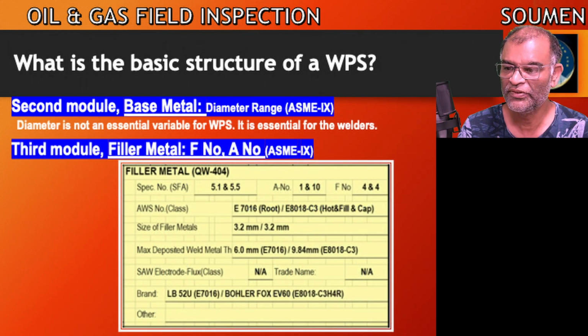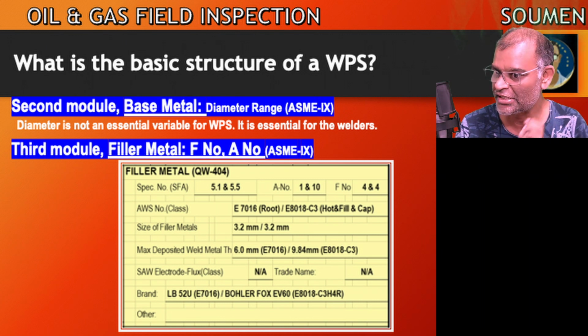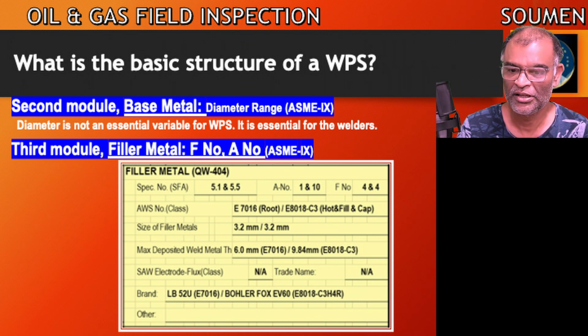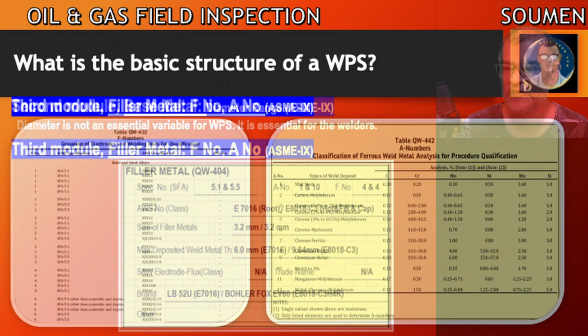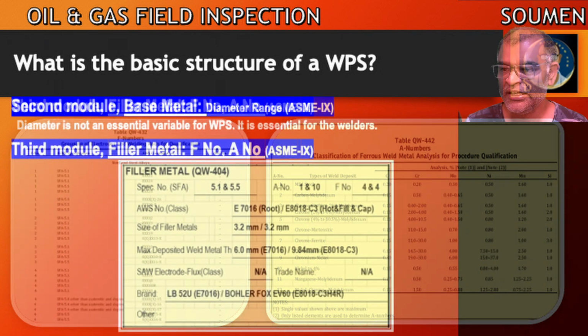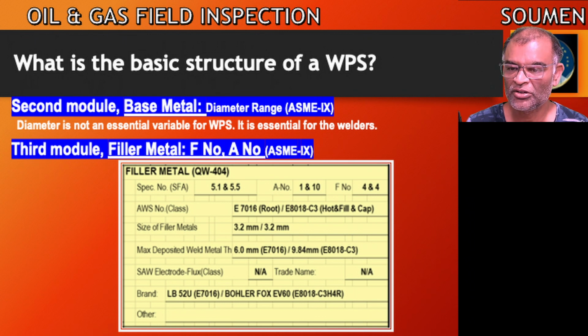Now the third module is filler metal. You can see the snapshot of filler metal from the WPS. Now let us discuss a little bit. Filler metal F number and A number list from ASME section 9. F number is also the grouping of filler metal. You can see SFA number 5.1, and you can see E7018, E7016. The A number for the root material is 1. The A number for the filling and capping material is 10. The F number for root and filling capping both are 4. The SFA number for root and filling capping is 5.1 and 5.5 respectively.